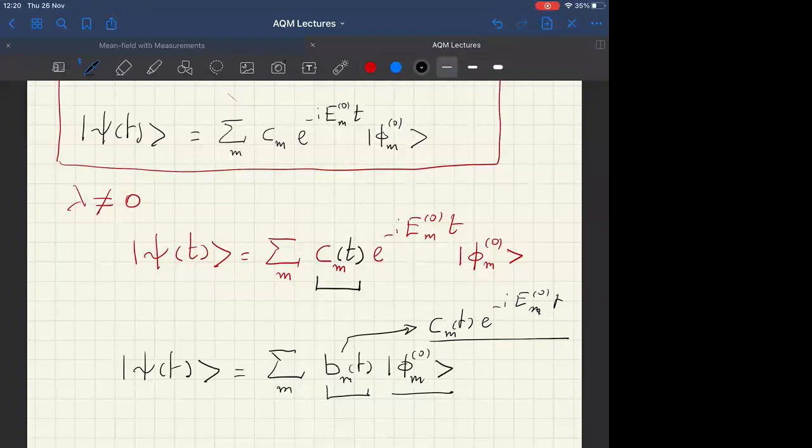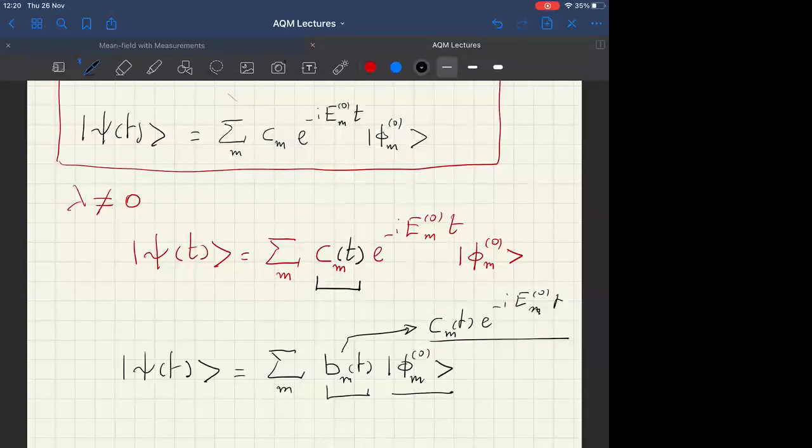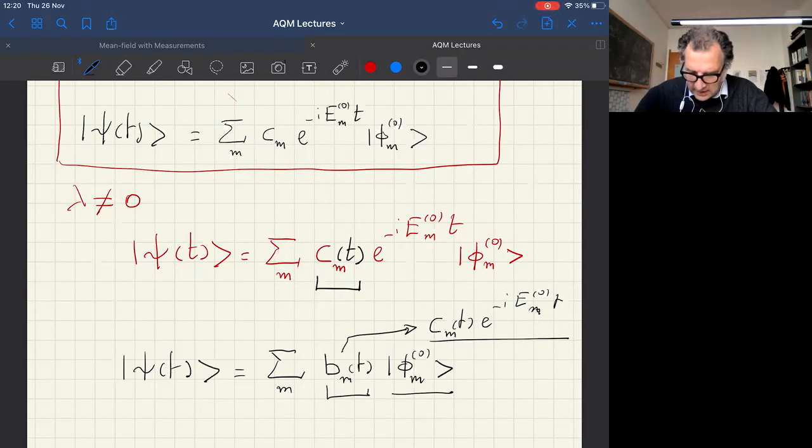You mean there is no relation with the time evolution? Okay, can you speak louder? I do not hear. Sorry. You mean there is no relation with the time evolution? No, there is no relation because I still have to determine what the Cm are, okay?